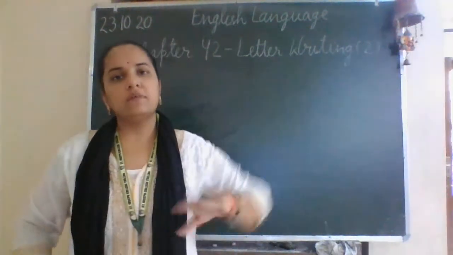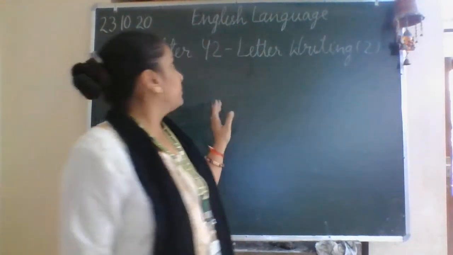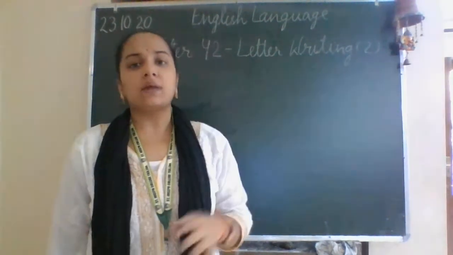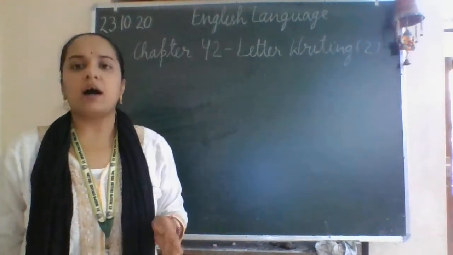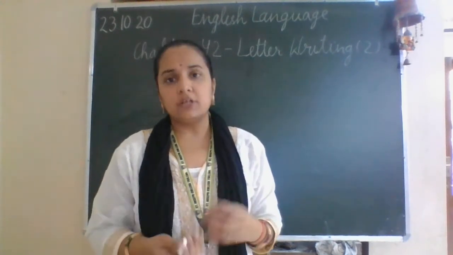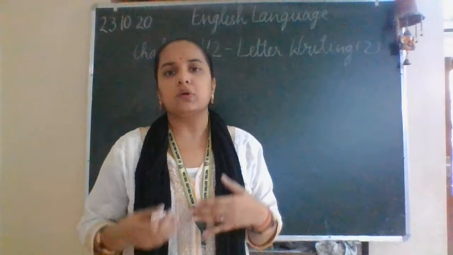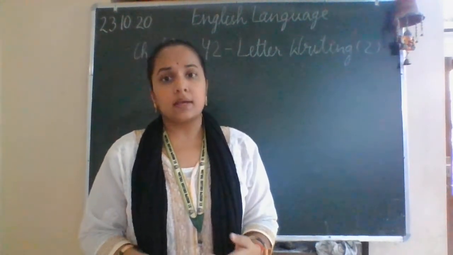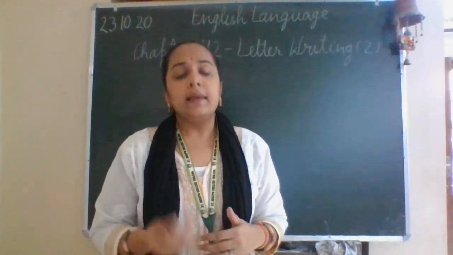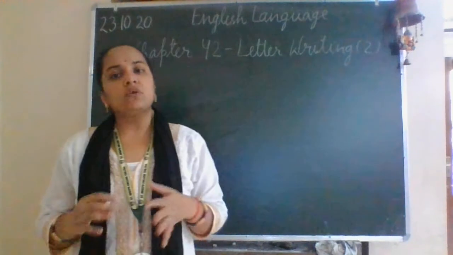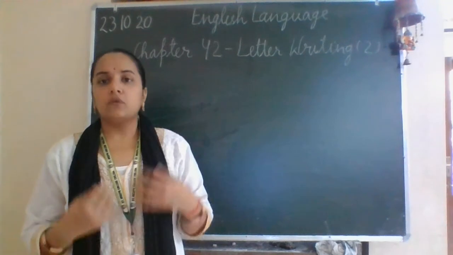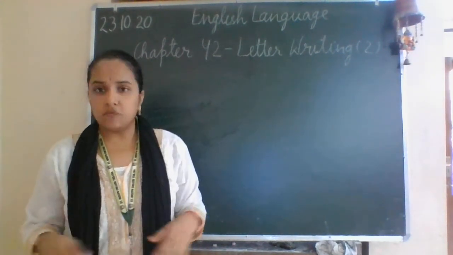Good morning, students. Today we will start discussing chapter 42 of English language, that is letter writing 2. Letter writing 2 means the formal letters. In the previous class, we discussed the informal letters, that whenever we write letters to our family members, to friends, to the parents, means whenever we are writing informally to someone, how to write the letter, and we have discussed the format of how to write a letter to a friend or family member, means in an informal way.